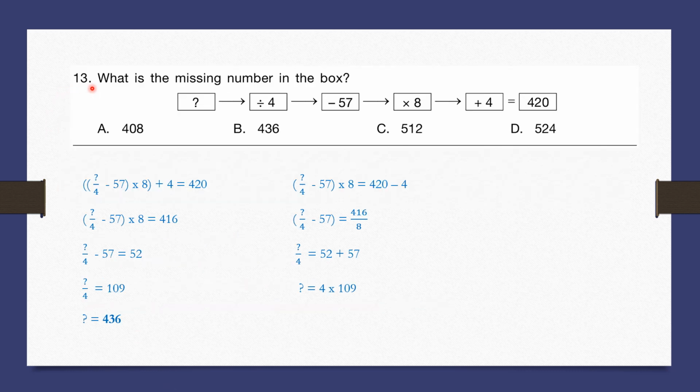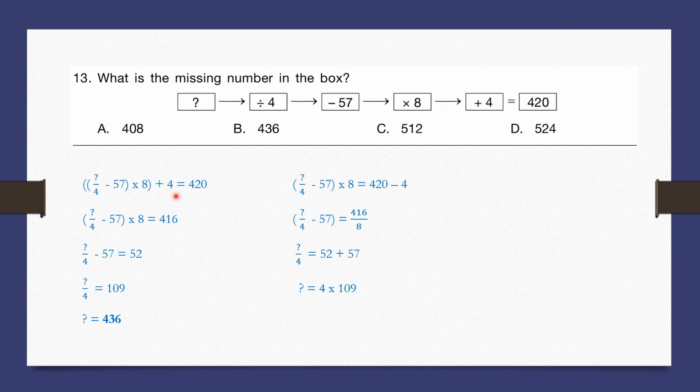Question number 30. What is the missing number in the box? So let's write down this equation. So question mark divided by 4, then minus 57. Then the whole amount will be multiplied by 8. So we put the first bracket here. Then we have to add 4. So we will put another bracket and add 4 equals 420.